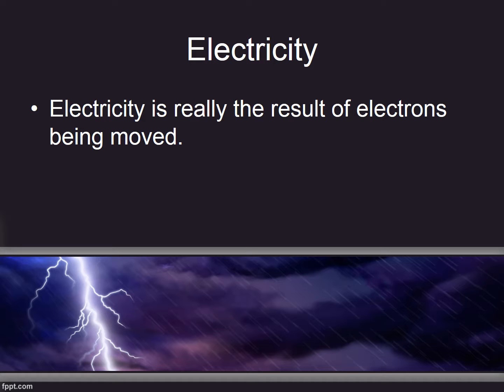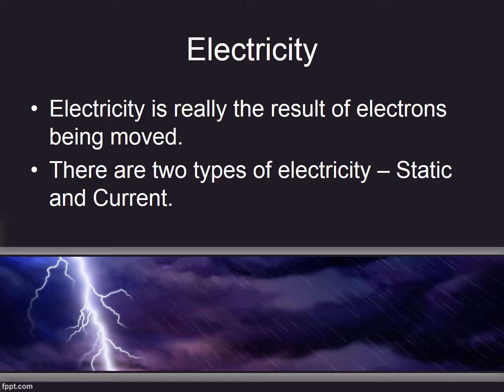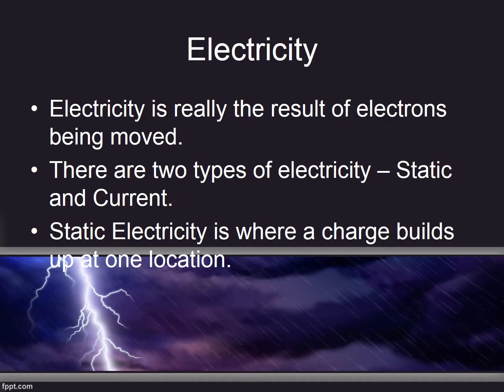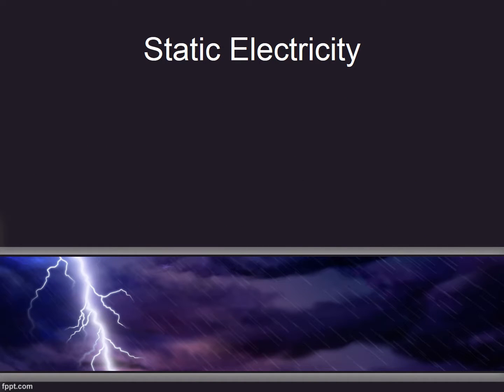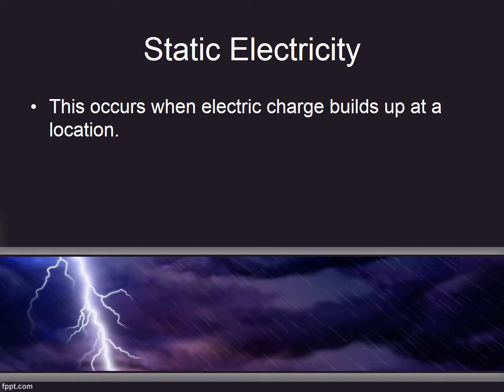Now, electricity is really the result of electrons being moved. There's two types of electricity: static and current. Static electricity is charge where it builds up at one location. Current electricity is where electric charges are moving around. So let's look at static electricity. This occurs when electric charge builds up at one location.